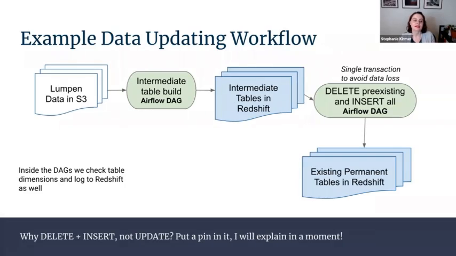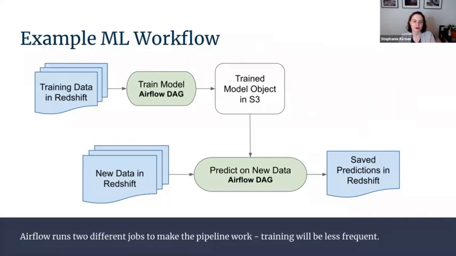Updating data is a little bit more complicated, because when we're working in this kind of infrastructure, we want to use a single transaction to avoid data loss. So we're going to do a single job of deleting pre-existing data and inserting new data from an intermediate table. I've got another slide that explains a little more about how that works, but I want to leave that for you to read, and talk about the machine learning workflows. So here's an example.